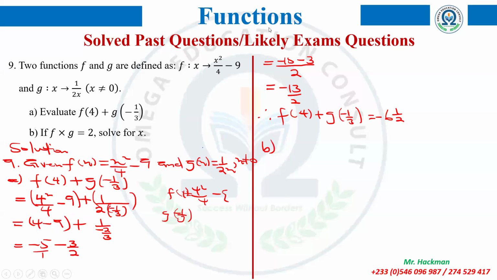Let me see. Give me a few seconds. So we are going to look at that of the B. What are we given? We are given F times G is equal to 2. And this is the same as F of x times G of x because we were told that F and G are functions.